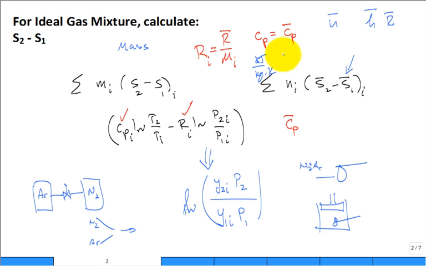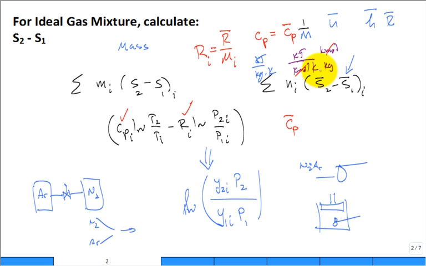So what do I do? Do I multiply by molar mass or divide by molar mass? If I divide by molar mass, let's take a look. The C sub P bar would be kilojoules per kilomole Kelvin, and the molar mass is kilogram per kilomole. So whoever said divide by is absolutely correct, because the kilomoles cancel and we're left with kilojoules per kilogram Kelvin.